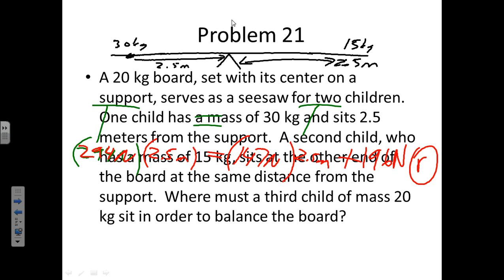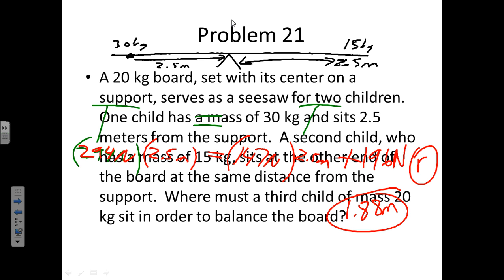So if we solve this out, let's go 294 times 2.5. Let's subtract from that 147 times 2.5. And then let's divide that all by 196. And I'm ending up with a distance of 1.88 meters.